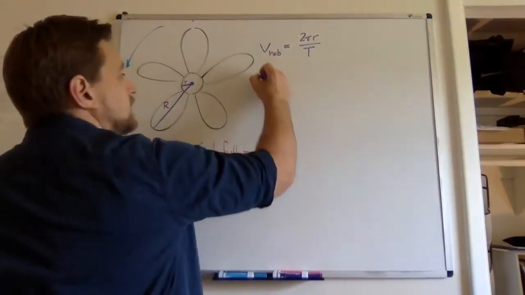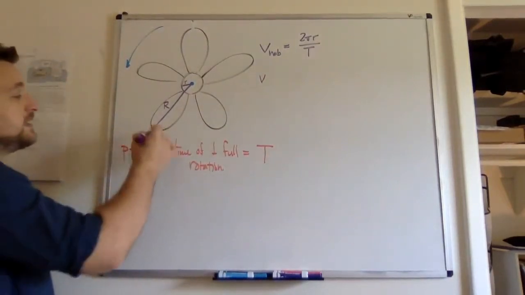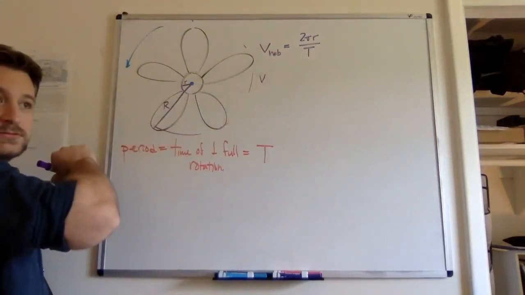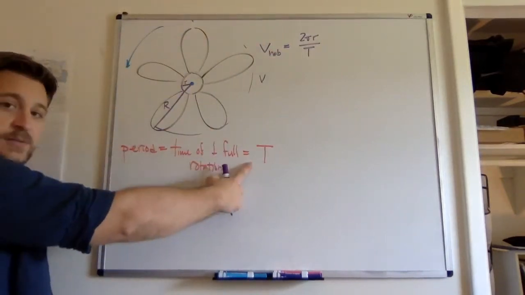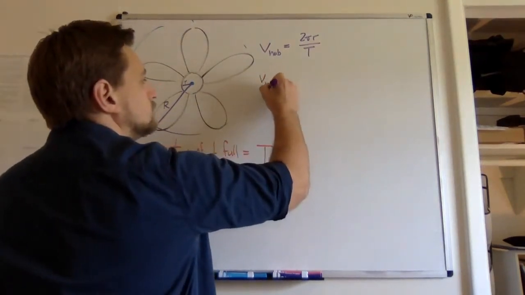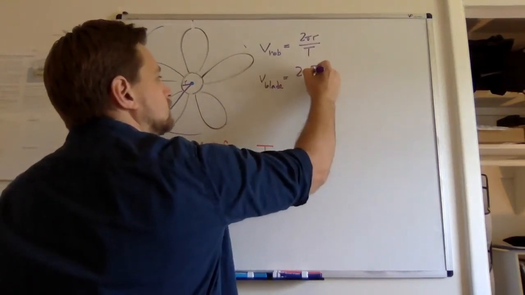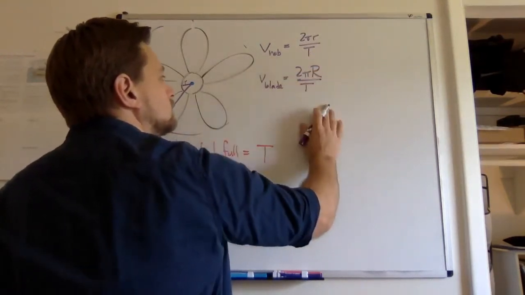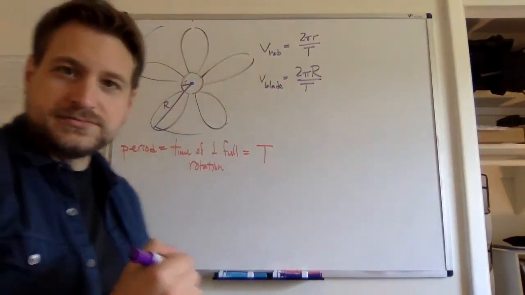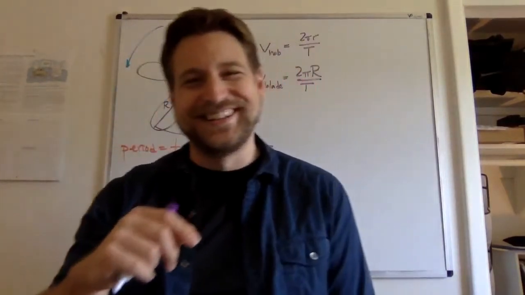But if we do the same calculation, that point on the edge of the blade makes a much larger circle in the same amount of time, capital T. And the fact that these are not equal speeds is confusing to me.